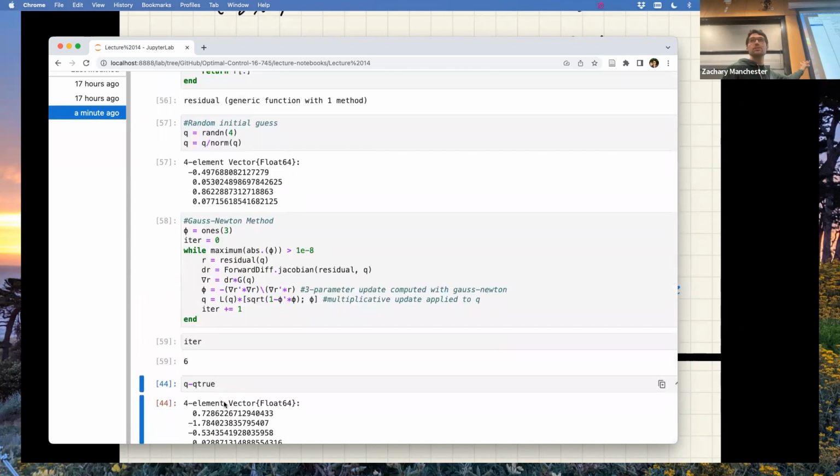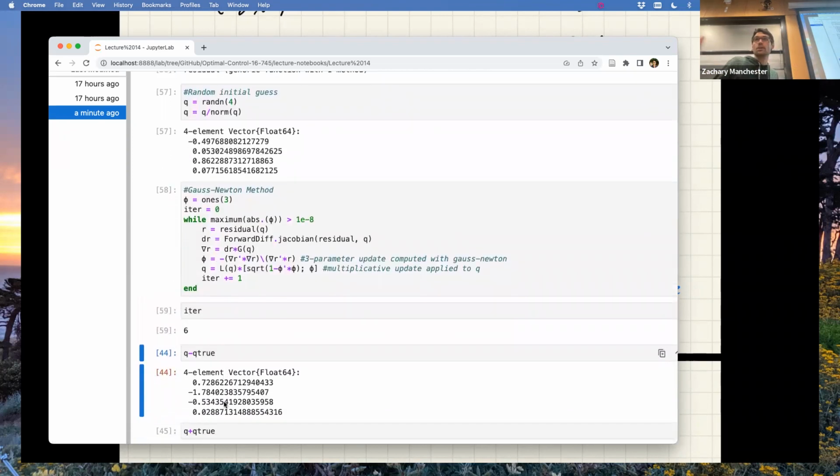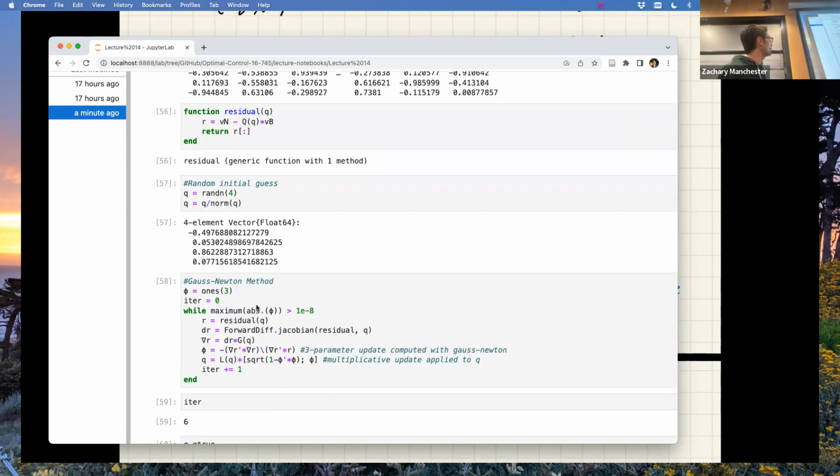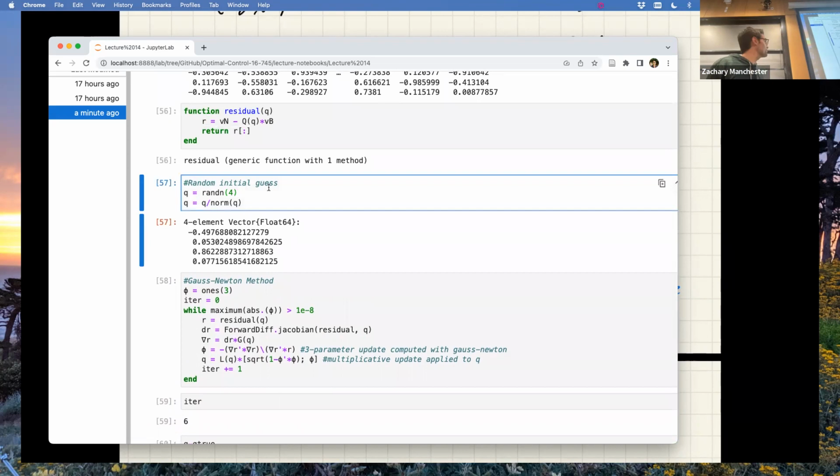How many iterations? 6 iterations. That seems reasonable for Newton's method, you know, it's a nonlinear problem. Let's see what we got. So yeah, it matches to machine precision because I didn't put any noise on anything, right? Let's run this a couple more times. I want to show you something weird that'll happen if we run this a couple times.